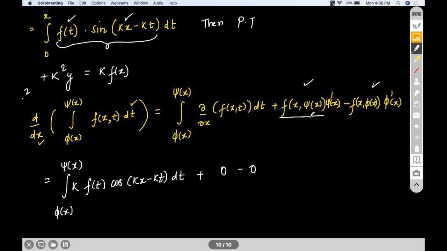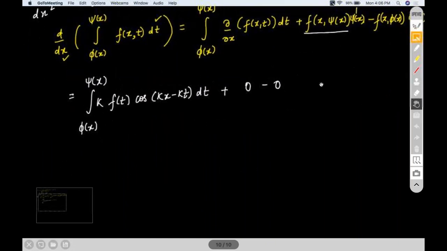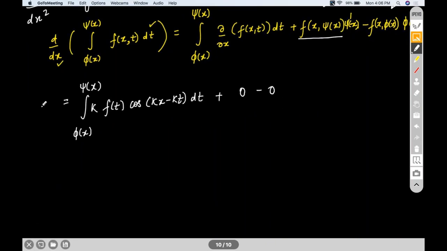Why is the first term zero? Because this function will become zero, because when you put t as x, kx minus kx will be zero, and sine zero we all know is zero. Why does this term become a zero? Because you are ultimately having a constant over here whose derivative is anyway zero. Right? Is this fine? No problem in finding dy by dx. So this is your dy by dx so far.